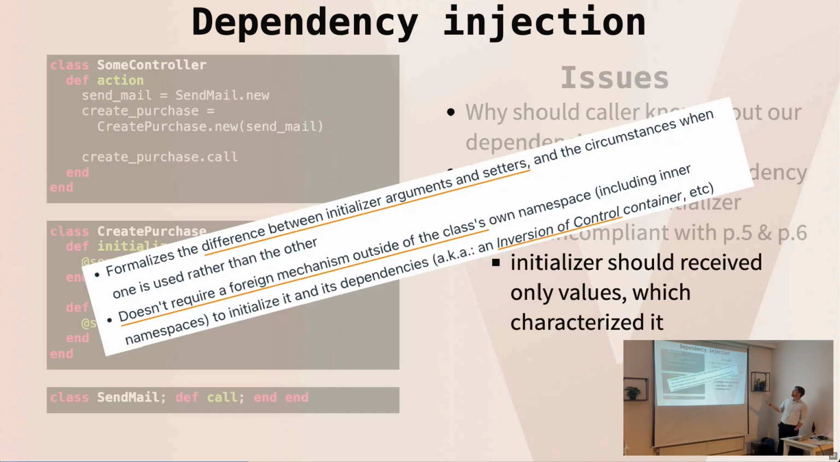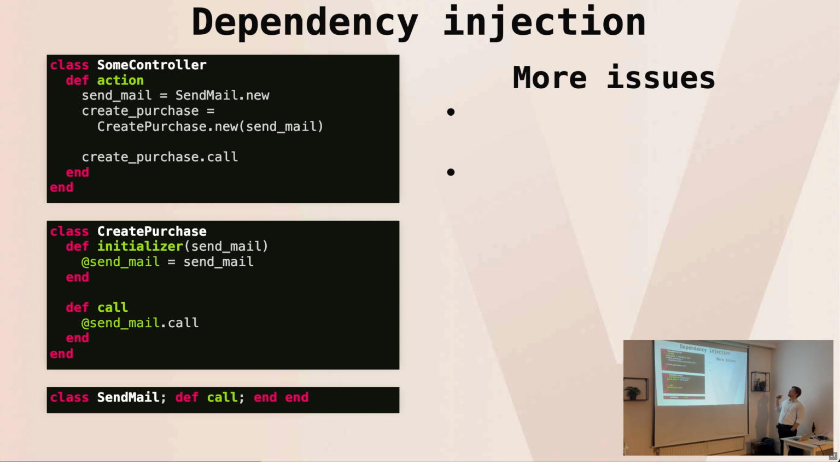Point 6 is about foreign mechanism. And again, our controller is preparing data for us. So this is an outside mechanism, which is required to create our instance. And it is not compliant with the useful object doctrine. Okay, so it has more issues.